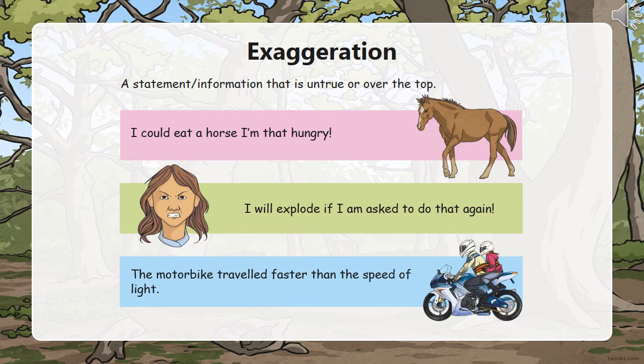Next we have exaggerations. Exaggeration is a statement or information that is untrue or over the top. For example, I could eat a horse, I'm that hungry. I will explode if I am asked to do that again. The motorbike travelled faster than the speed of light.